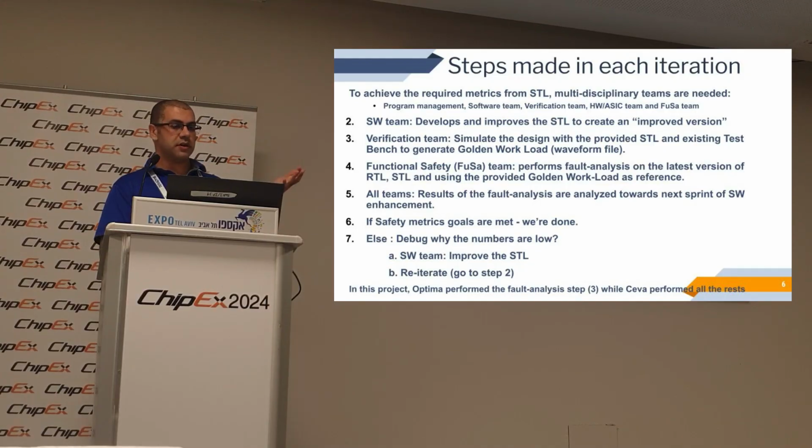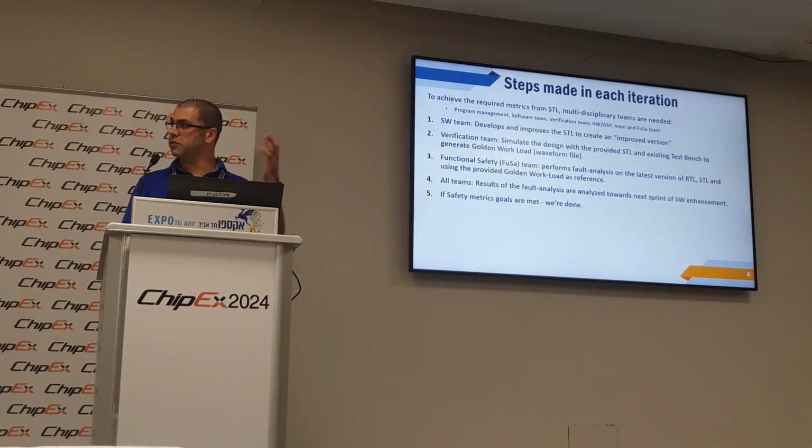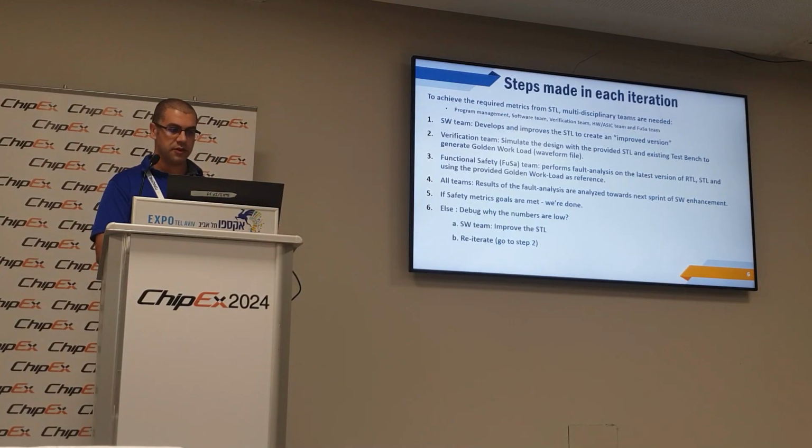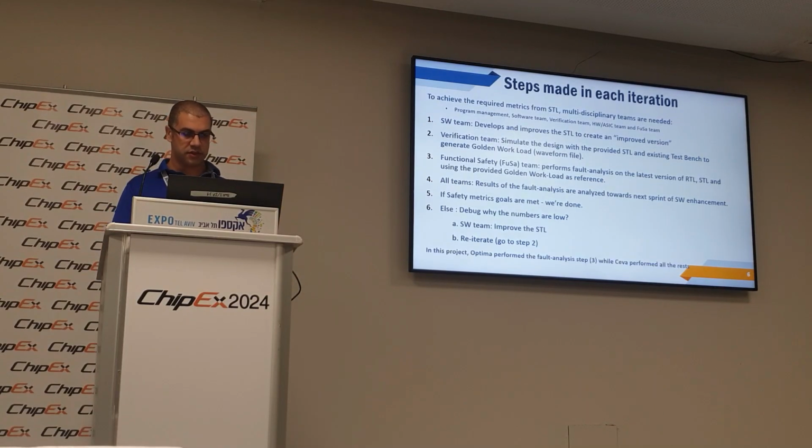If we reach the safety metrics that were required, which in this scenario is 80% of the STL, then we are okay, we're done, nothing more to do. We can go to the certificate company and continue with this project. Otherwise, we will need to debug. And this is where the software team will go and improve the STL and reiterate again.